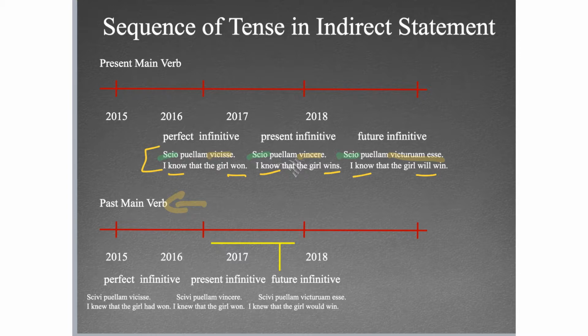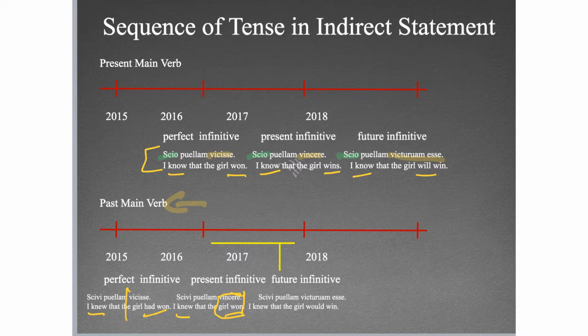So again, if we start in the middle, present tense infinitive, I knew yesterday that the girl won yesterday. So note that you have a present infinitive that's getting translated in the past. If we shift over to the left, I knew yesterday that the girl had won 2 days ago.